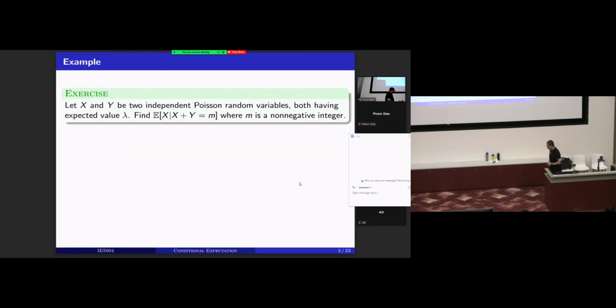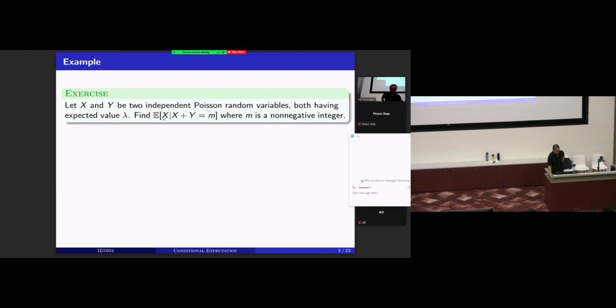So then maybe before I move on, let's think of an exercise problem. So here, suppose that we have two independent Poisson random variables. We call them X and Y, and they have the same expected value, which is lambda, right? Recall that when we talk about Poisson distribution, it has only one parameter. So which means that if you know the expected value of this Poisson distribution, you can determine everything, the PMF, whatever, right? So you see that because they have the same expected value, essentially they have the same distribution.